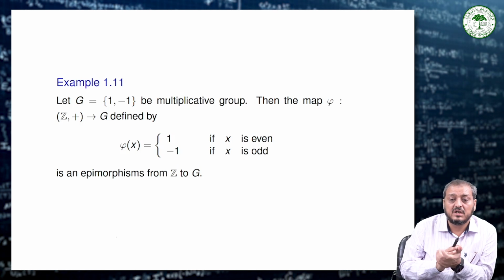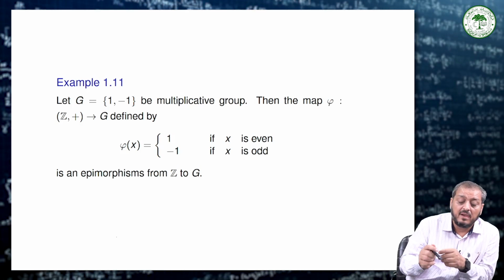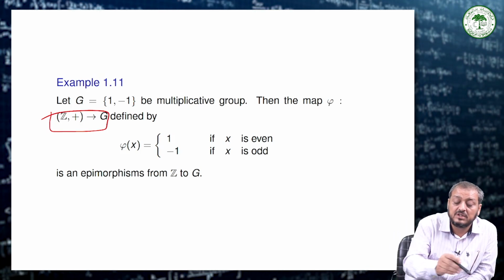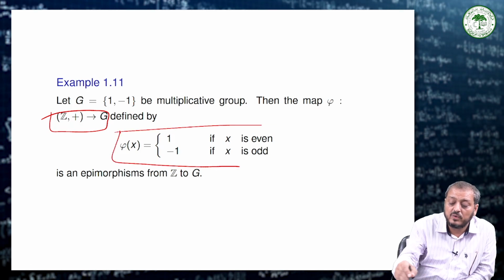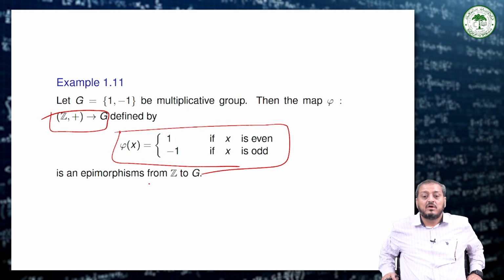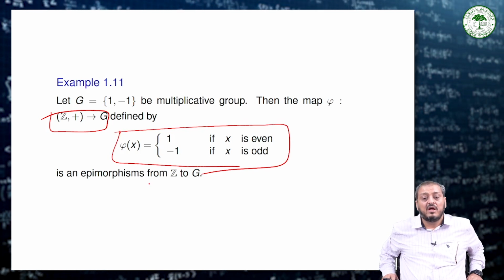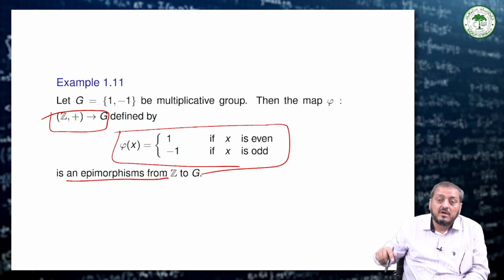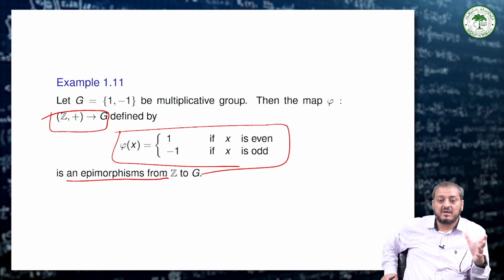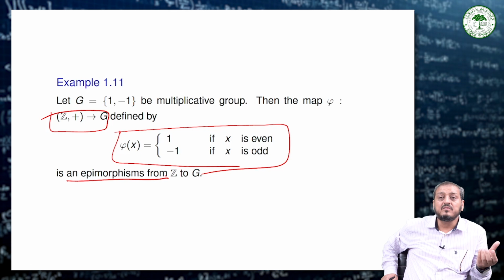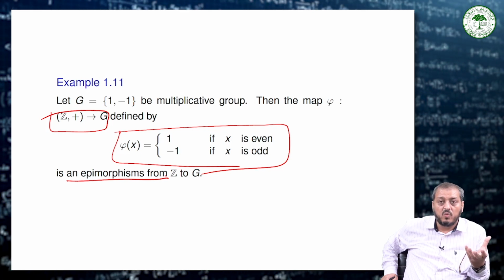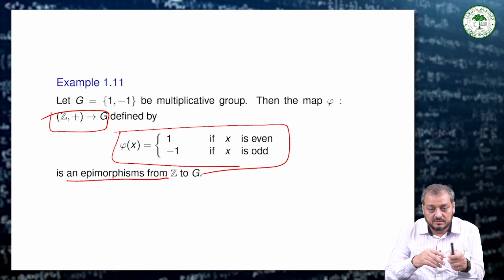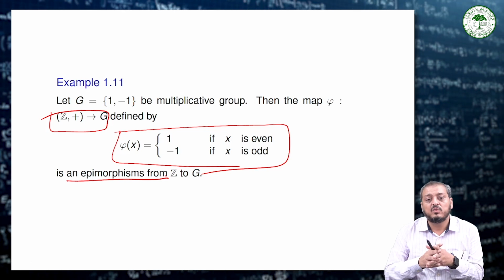Clearly, I will take one more example. Let G be equal to {1, -1}, a multiplicative group, and phi is defined from Z under addition to G, where phi of x is equal to 1 if x is even, and -1 if x is odd. So this is an epimorphism. This means it is not one-one, but it is onto.